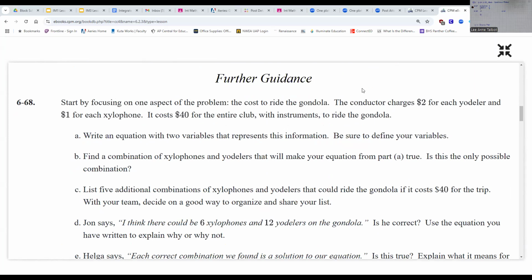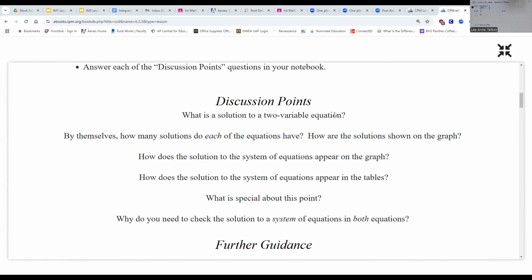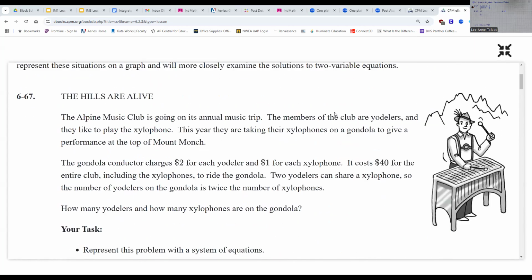Okay. Start by focusing on one aspect of the problem. Oh, I got to read the problem too. That would be really helpful. Okay. The hills are alive.